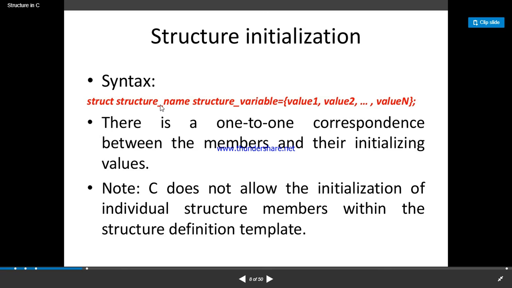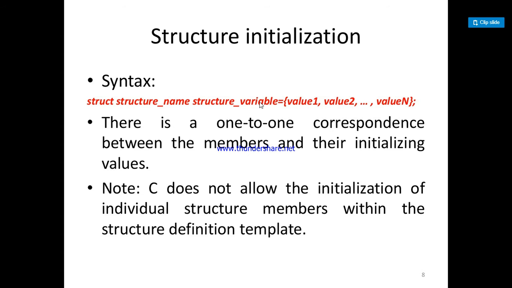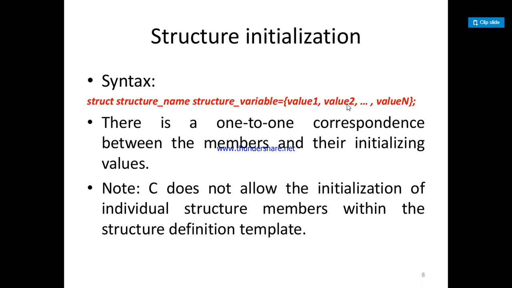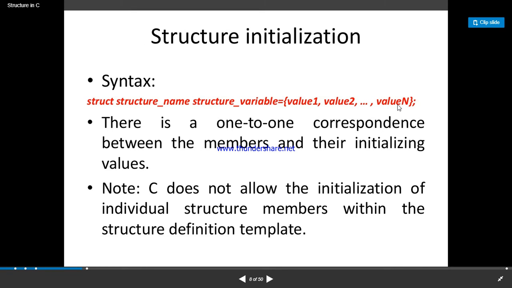And then here the structure name and then the structure variable. The structure name is student and then the structure variable is st3. This is also stated in the previous example. And then equal to, we are assigning the values of each member variable within the curly braces. The first value automatically assigns the value to the first member of the structure. Value 2 assigns the value to the second member of the structure, up to the value n.